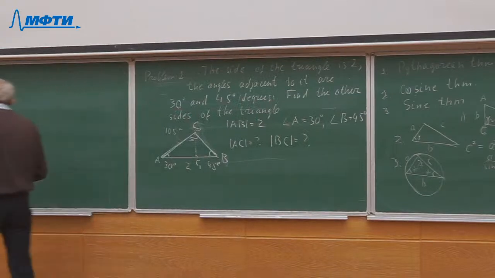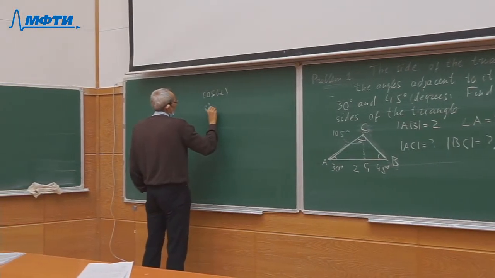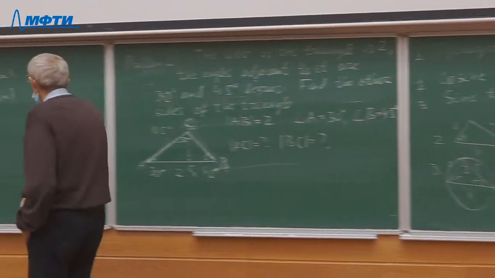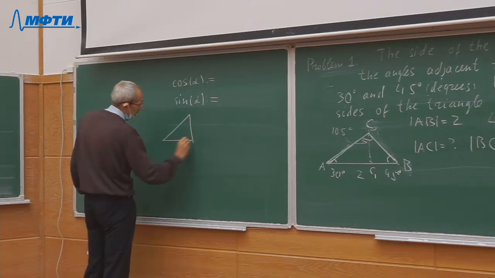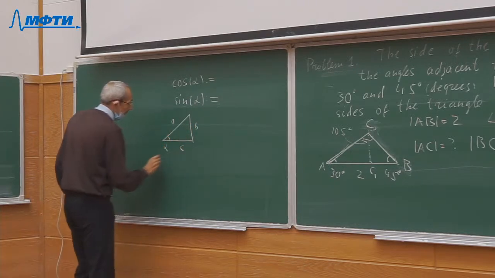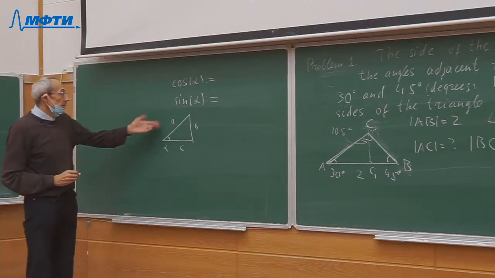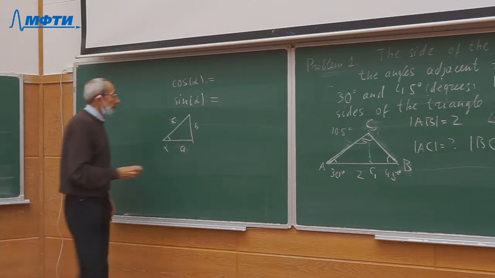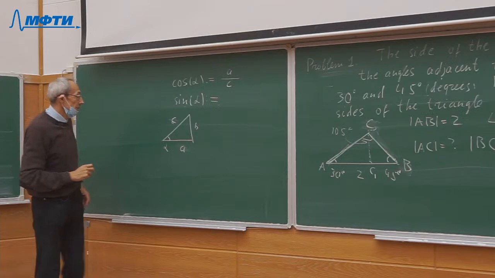I recall the two very useful functions, cosine alpha and sine alpha. These functions figured in theorems 2 and 3, and their definition is the following. Let we have a right triangle, and one of the acute angles is alpha. I recall the definition. A and B are the legs, C is the hypotenuse, and the ratio A to C is cosine, and the ratio B to C is sine.